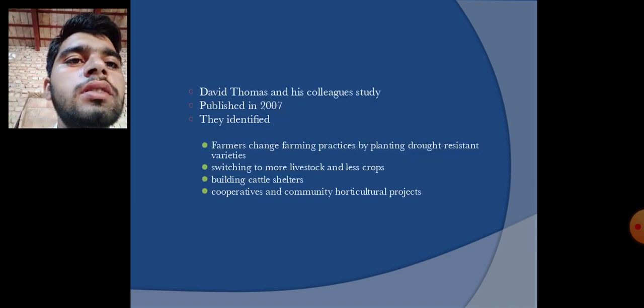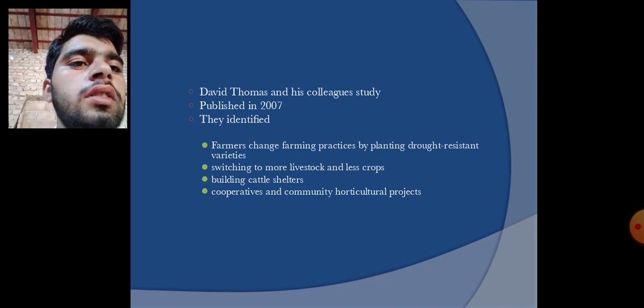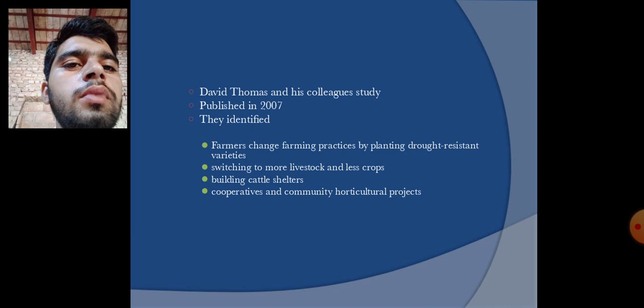David Thomas and his colleagues' study, published in 2007, identified that farmers change farming practices by planting drought resistant varieties, switching to more livestock and less crops, building cattle shelters, cooperatives, and community horticultural projects.